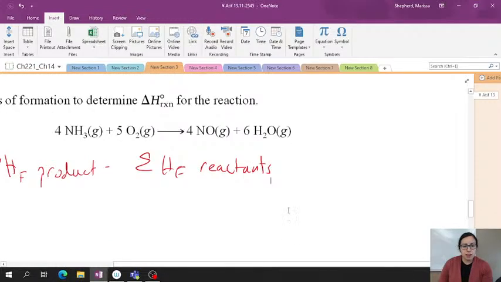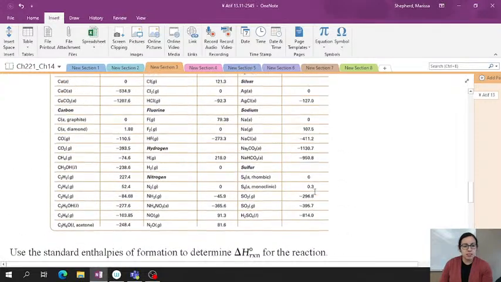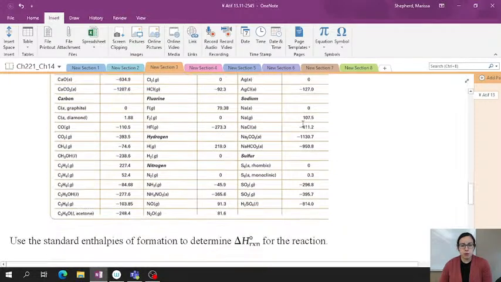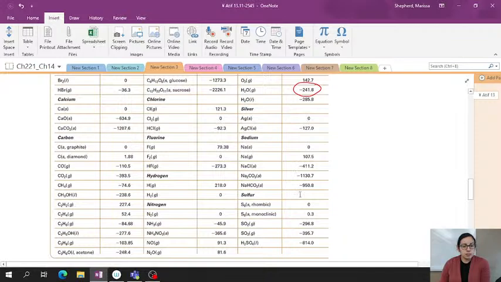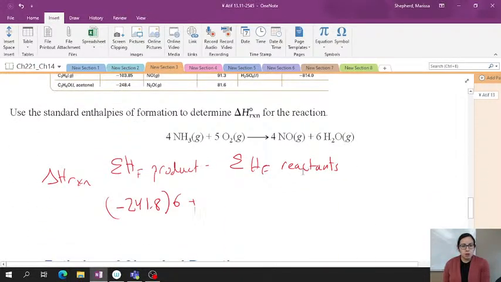We have water, and note the states too, so be careful with that. We have H2O in the gas state, so here's water in the gas state, negative 241.8, times 6, plus our NO. It's in the gas state, that works, so 91.3, and then times 4, since there are 4 of them.